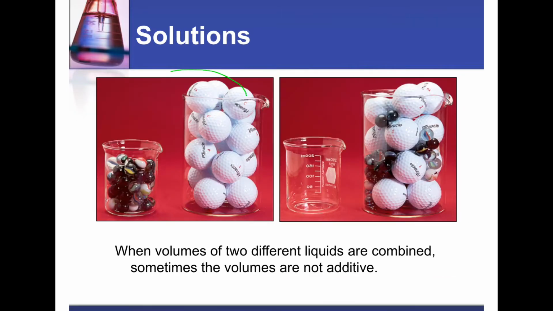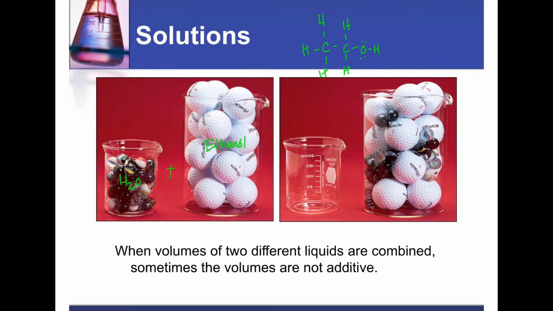So to explain why volumes could be non-additive, let's look at these things here. We have some marbles and we have some golf balls. I'm going to label these. These are like our ethanols. Ethanol is actually a carbon chain. So it has hydrogens around the outside like this. And then it has an OH group on the end. So those are the bigger molecules.